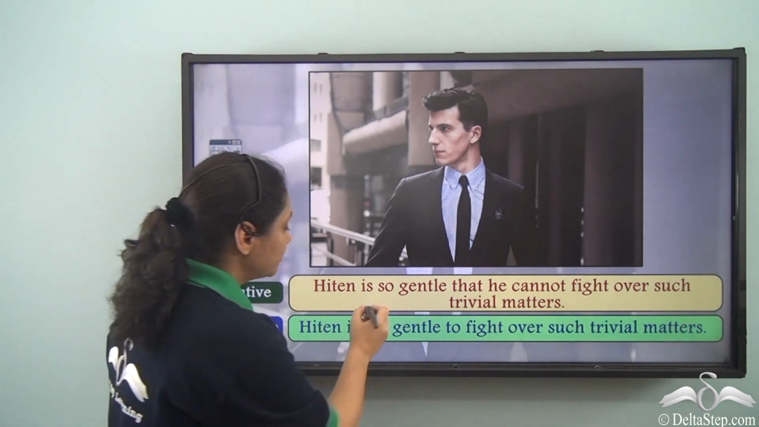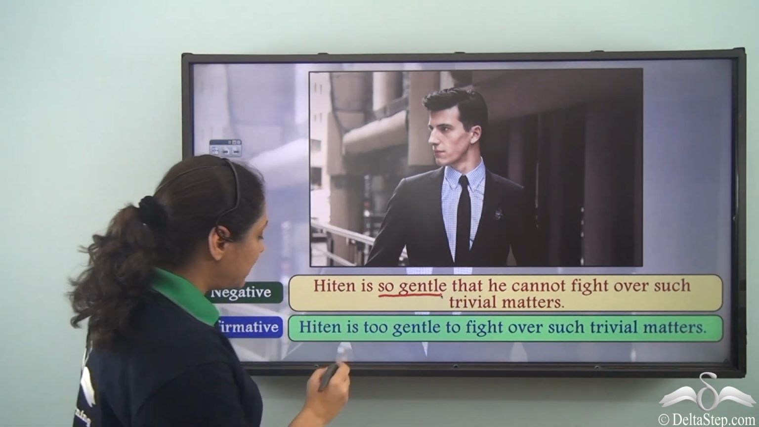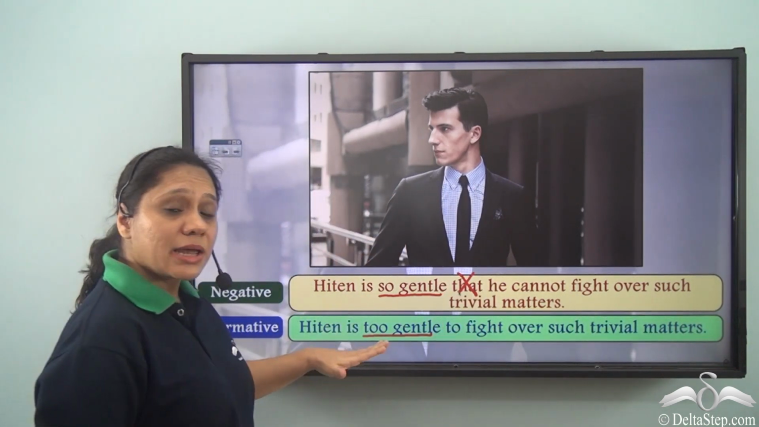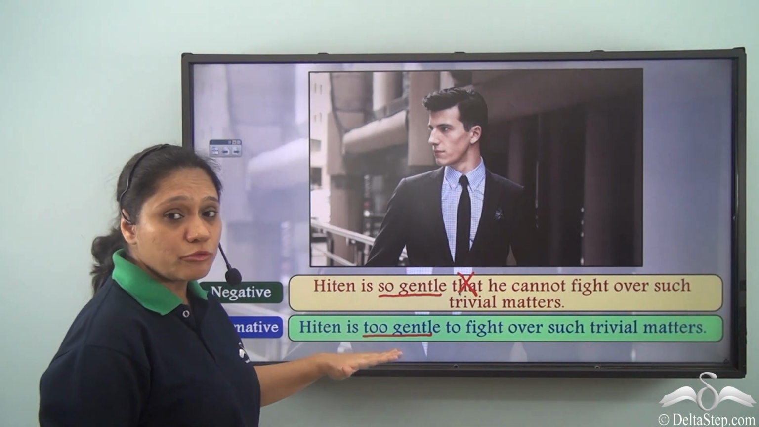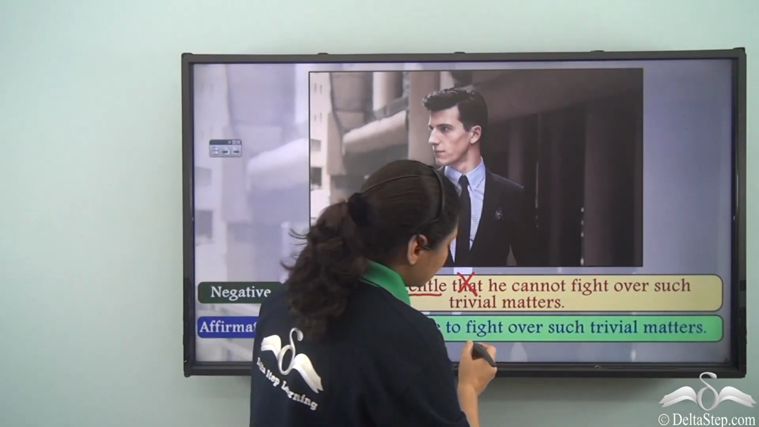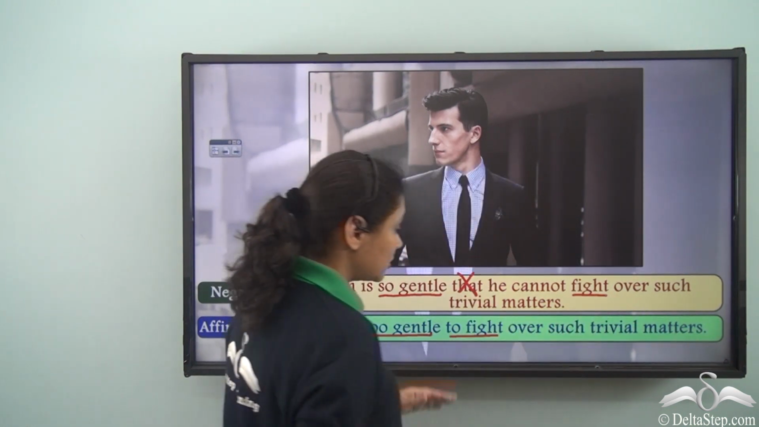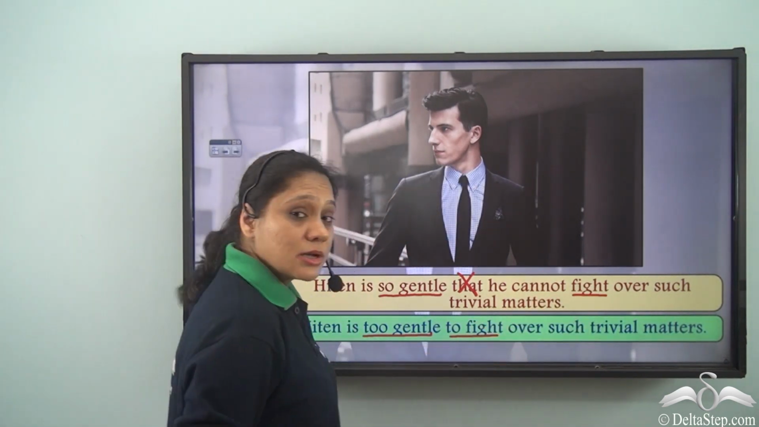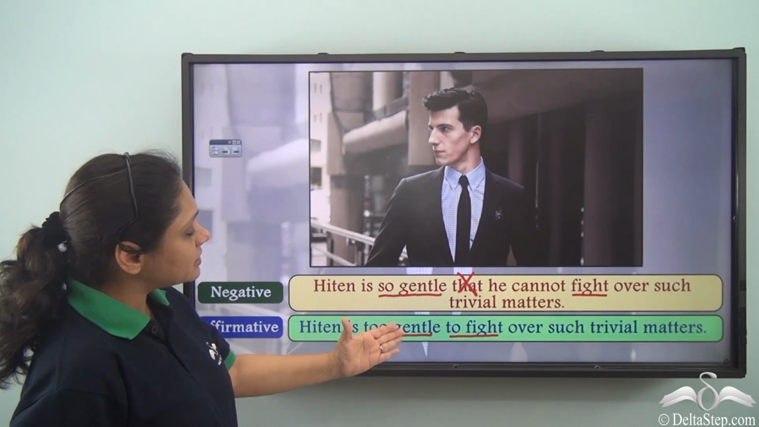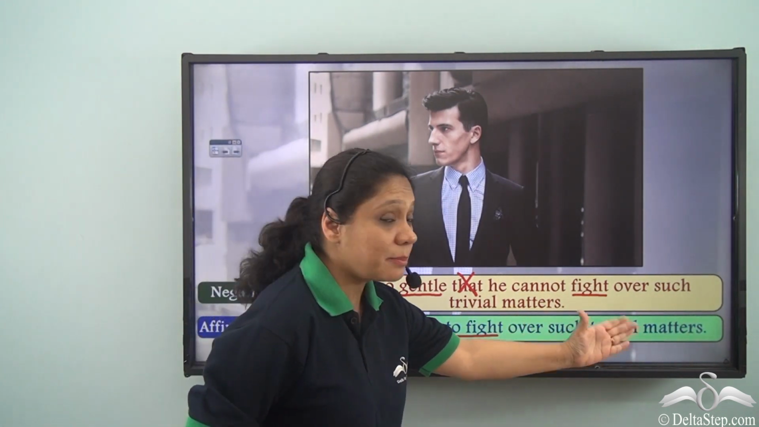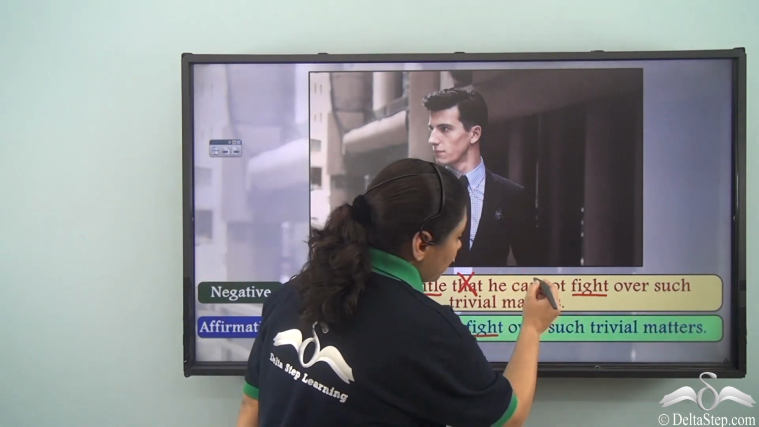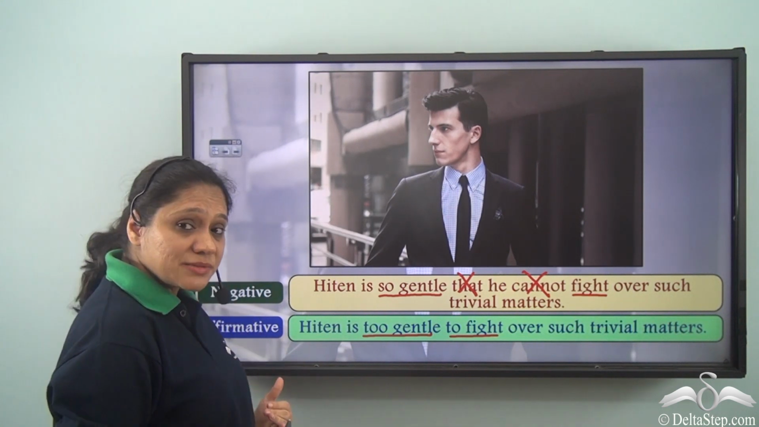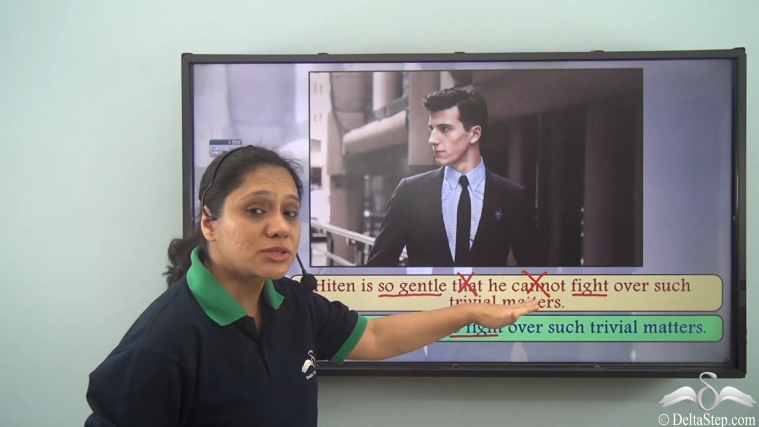So what have we done here? So gentle has been replaced by too gentle. We have omitted that because in our sentence construction with TOO, we don't need that. Then we put the infinitive form of the verb fight, to fight, and then the rest of the sentence, over such trivial matters. So we have Hiten is too gentle to fight over such trivial matters. You will note that we have omitted cannot because we don't need the not in our positive sentence, and we don't need the help of the auxiliary verb can.